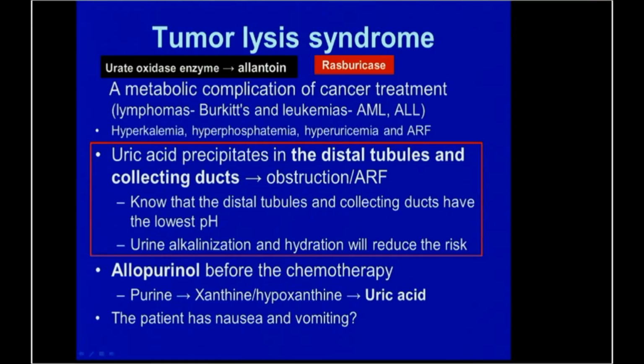Allopurinol is very good. It's going to work on, what is the enzyme that it is going to work on? Xanthine and hypoxanthine. And oxidase is going to be prevented or inhibited by allopurinol. The patient has nausea and vomiting. Give urate oxidase enzyme that will transform the excessive or high level of uric acid into allantoin and will prevent the development of acute kidney failure. This clear?